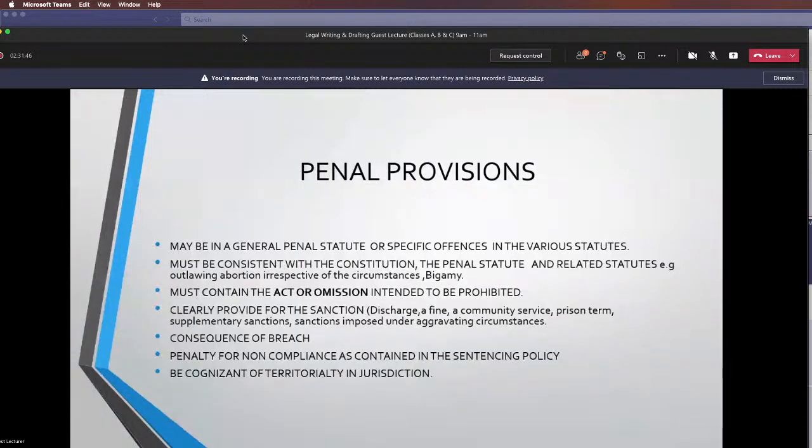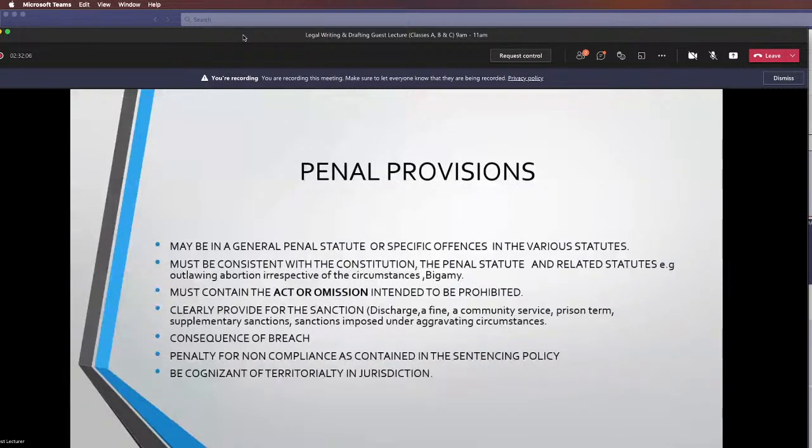For instance, our Constitution still allows for, say, the death penalty. So we cannot go to a statute and completely outlaw it. It must be consistent with the Constitution. Or if the Constitution doesn't allow it, you cannot provide for it in a statute. So in drafting penal provisions, we must be cautious of that.